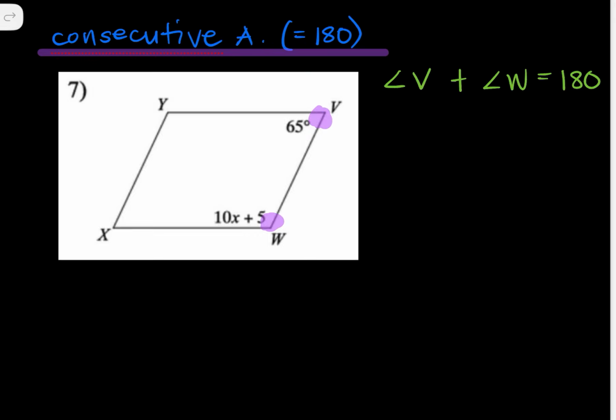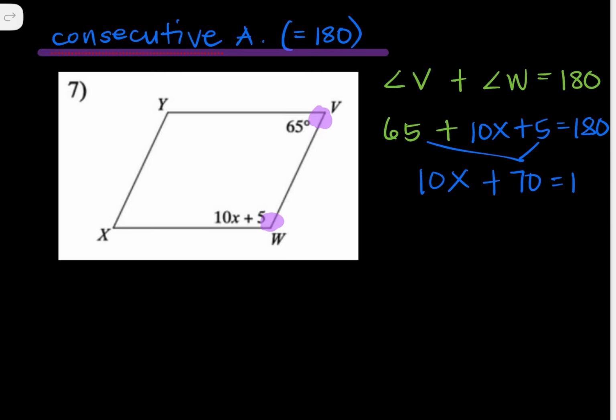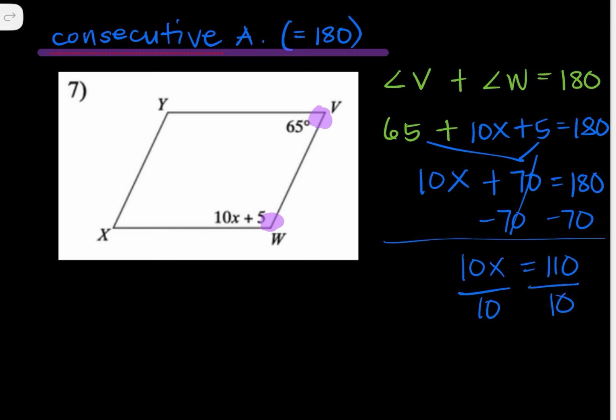Okay, let's go ahead and substitute. So we've got 65 plus 10x plus 5 equals 180. Combine like terms, we have 10x plus 70. Adding these two together, we're going to subtract 70 on both sides, which would give us 10x equals 110. Divide both sides by 10. X is equal to 11.